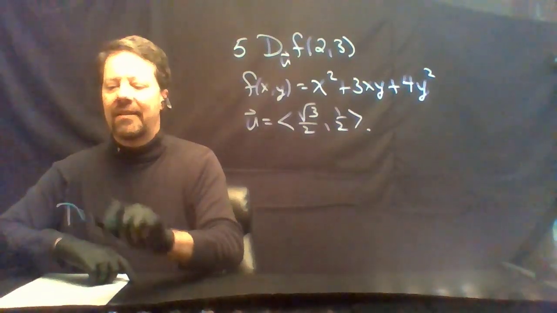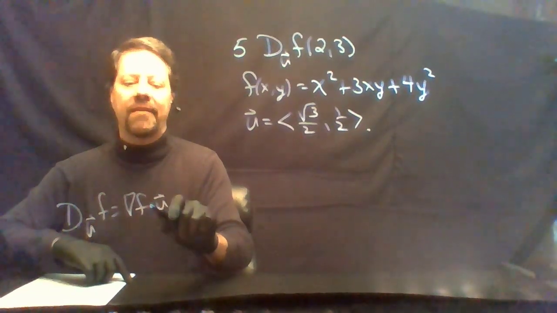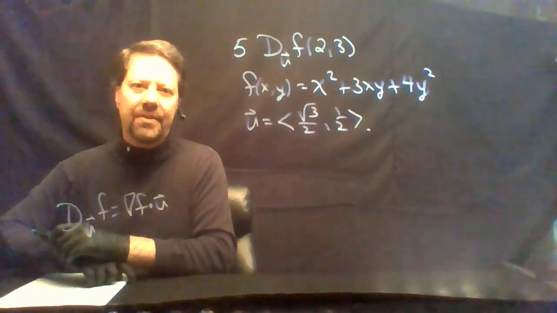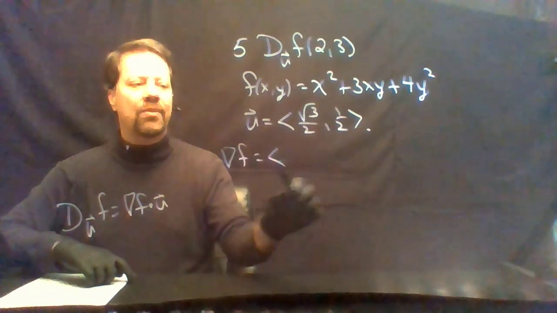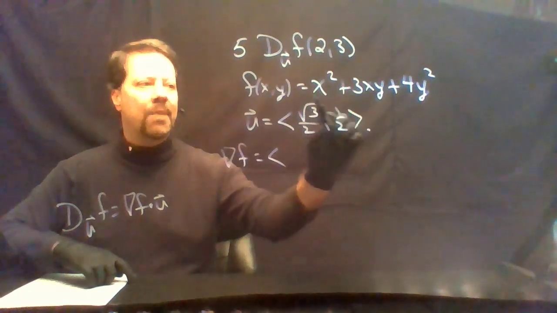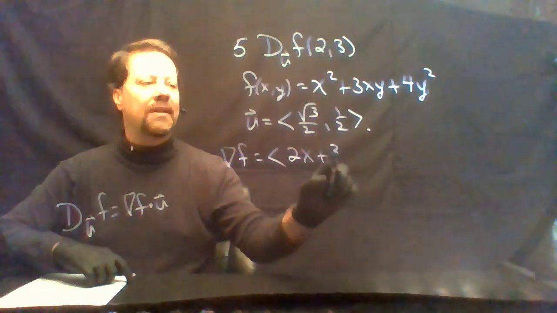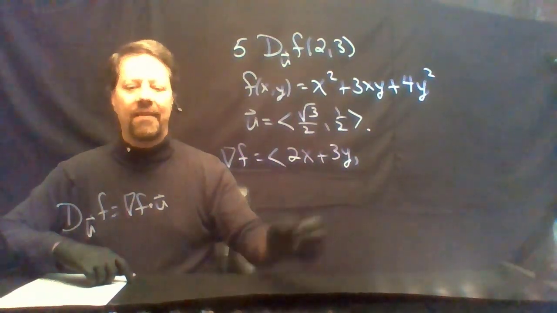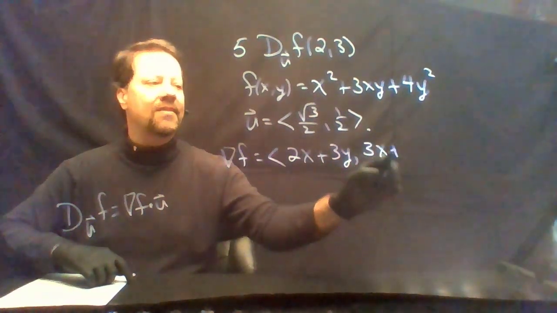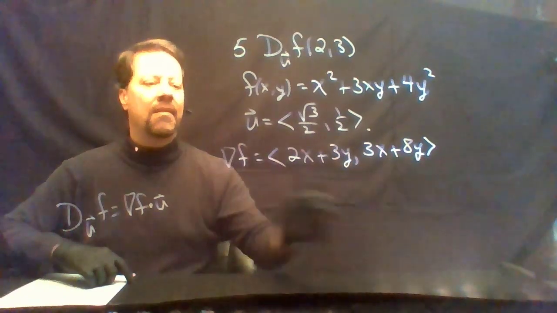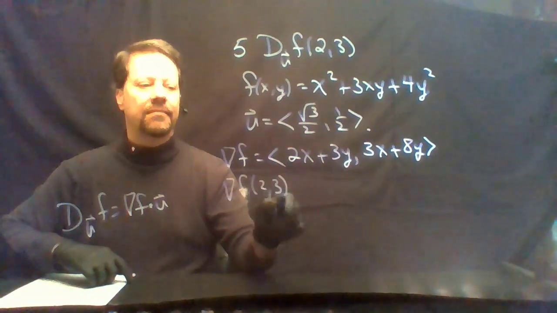As you'll recall, the directional derivative is the gradient dotted with the directional vector. So the first step is to calculate the gradient. The gradient has coordinates equal to the partial derivatives. The partial derivative of f with respect to x is 2x plus 3y. Then, comma, the partial derivative with respect to y is 3x plus 8y. We need to evaluate this at the point in question.